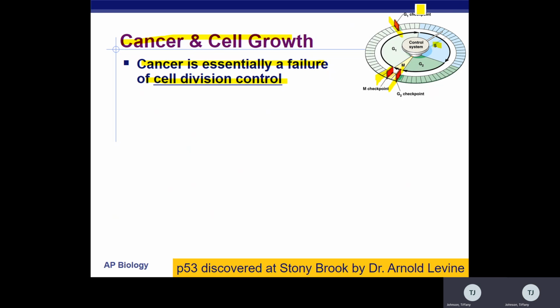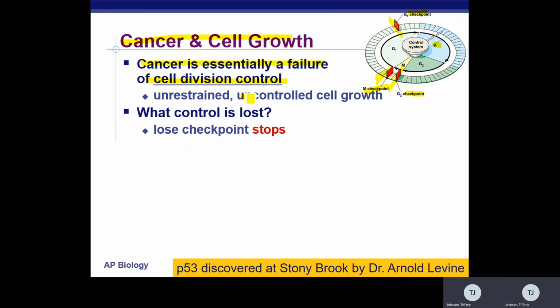What if these checkpoints don't happen? What if the cell ignores its checkpoints? Then that means that a cell could potentially divide uncontrollably over and over and over again. Write this down. Uncontrolled cell growth, uncontrolled cell division.